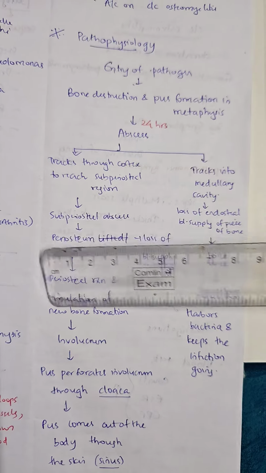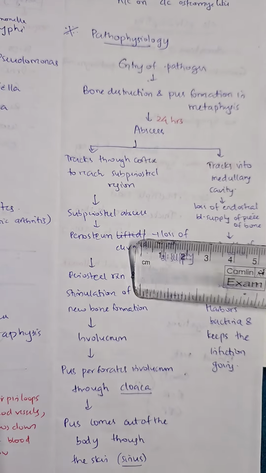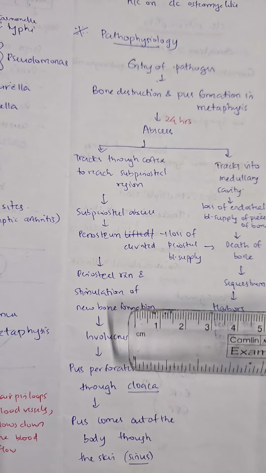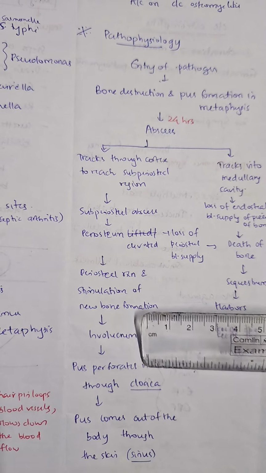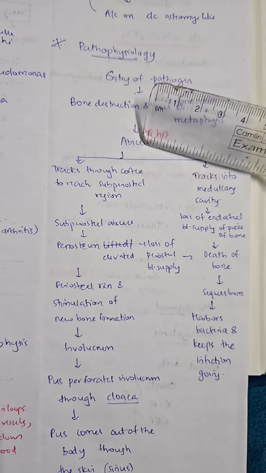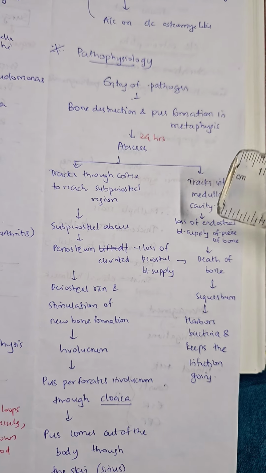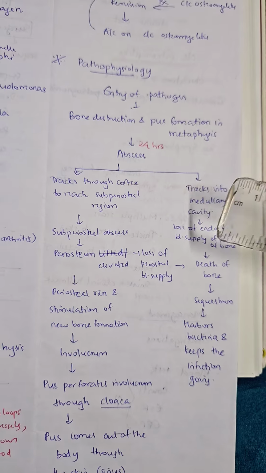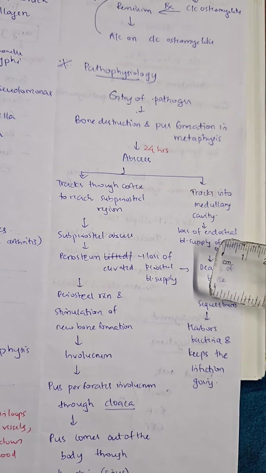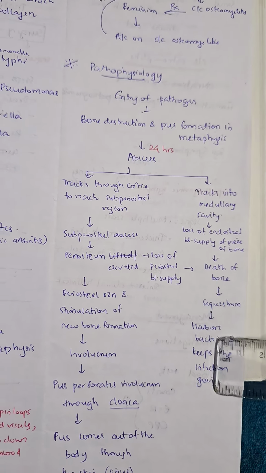And further, the periosteal reaction can occur, that is a stimulation of new bone formation, and the new bone formed is called involucrum. And now the pus perforates through the involucrum through an opening called cloaca, and further through an opening in the skin called sinus. Also, the abscess can track into the medullary cavity, and that can result in the loss of endosteal blood supply of the bone, and further death of the bone, and that dead bone is called sequestrum, and that can harbor the bacteria and keeps the infection going.